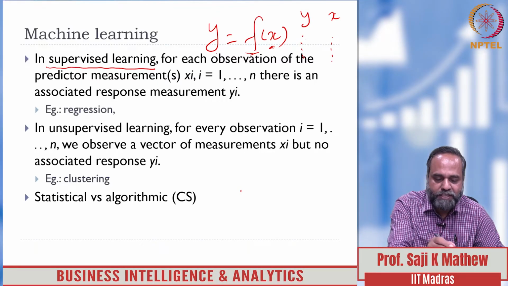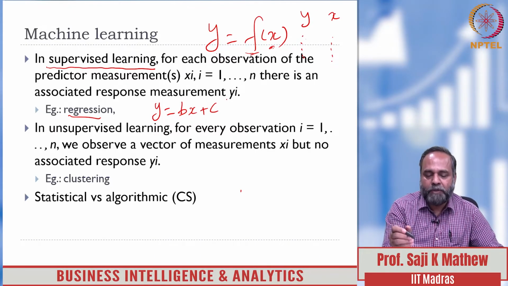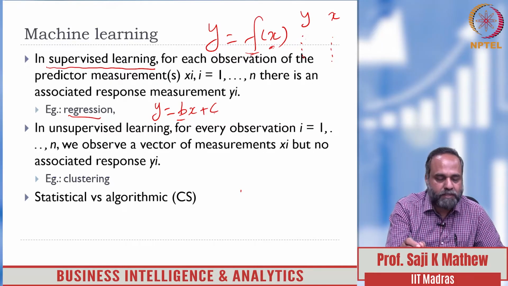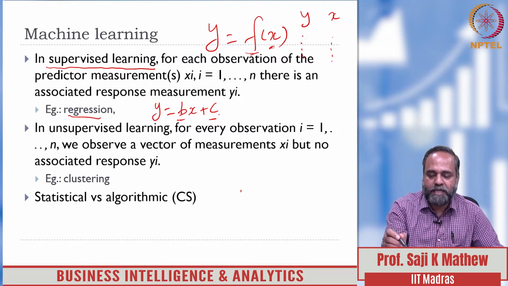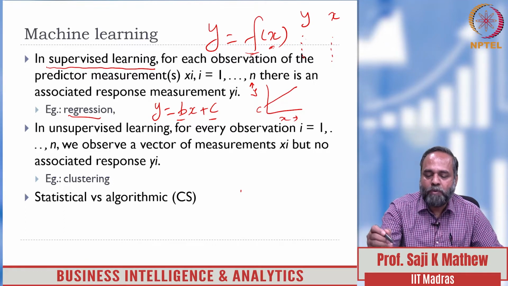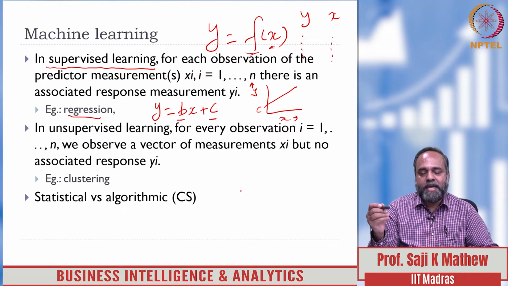So it could be, as in regression, as an example, y equals bx plus c, if you are using sample data. There we know that b is the slope and c is the intercept. So something like this: this is c, this is the y axis, this is the x axis, and the slope of the line is b. That is what a simple linear regression is.